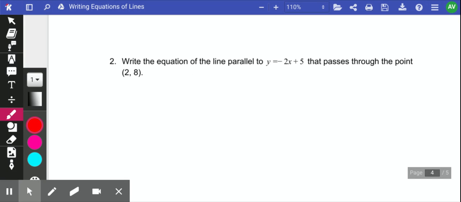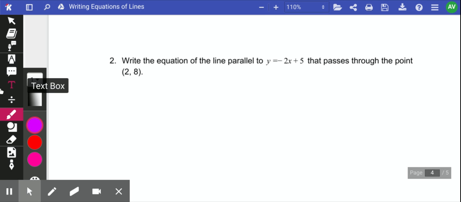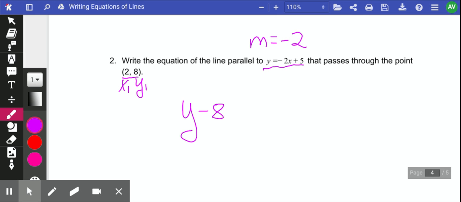Okay, let's do another one together. So this one says, write the equation of the line parallel to y equals negative 2x plus 5 and passes through this point. All right, so first let's identify the slope. What's the slope in this line? Negative 2. And I'm going to plug in 2 for x1 and 8 for y1. So when I plug in, it's going to be y minus y1, y minus 8, equals slope, negative 2, times x minus x1.